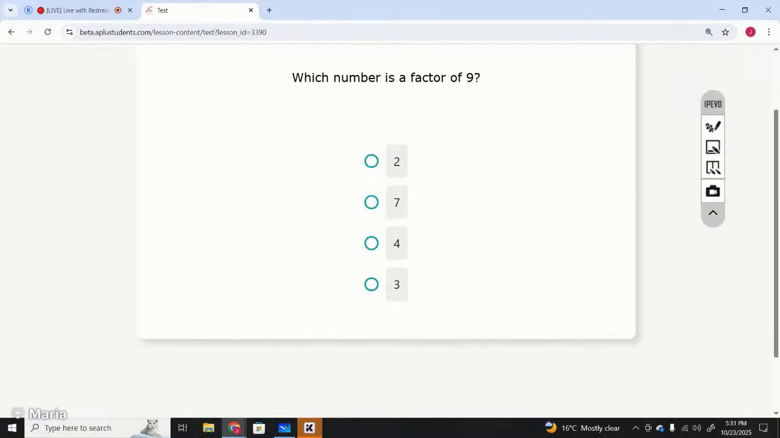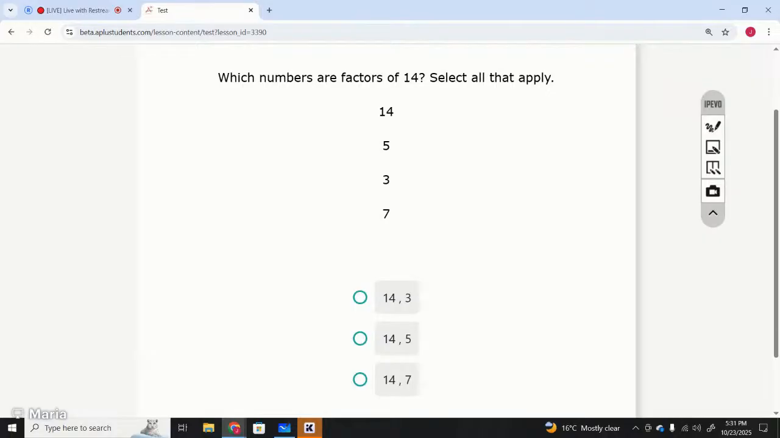Which number is a factor of 9? The only number that is a factor of 9 is 3. Option number 4 is the correct option. Which numbers are factors of 14? The only factors of 14 are in option number 3.